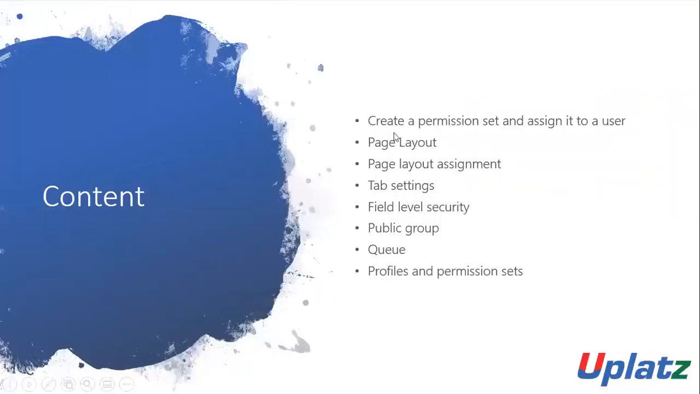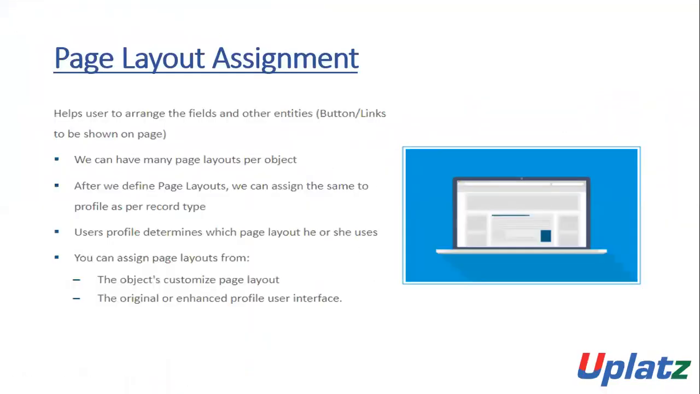Now, page layout assignments. We know about page layouts, and let's create another page layout on the student object and assign it to some particular users. Page layout assignment helps arrange the fields, buttons, links, and other entities to be shown on the page. We can have many page layouts per object. After we define page layouts, we can assign them to profiles as per record type. A user's profile determines which page layout he or she uses. You can assign page layouts from the object's customized page layout, in the original or enhanced profile user interface.